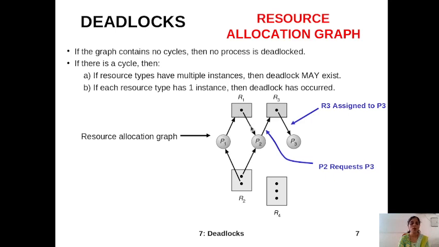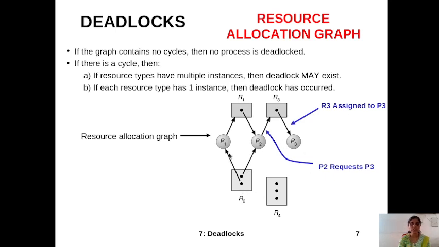From the graph we understand that process P1 is requesting resource R1. Now R1 is already allocated to P2. P2 is requesting resource R3, which is already allocated to P3. So R3 is assigned, or allocated, to P3, and P2 is requesting R3. Similarly, one instance of resource R2 has been allocated to P1, and one instance of resource R2 has been allocated to P2.